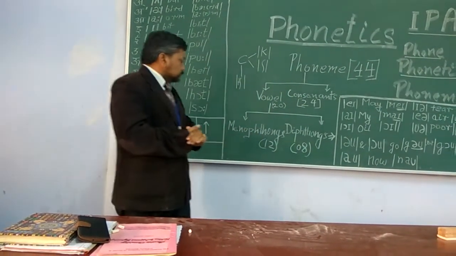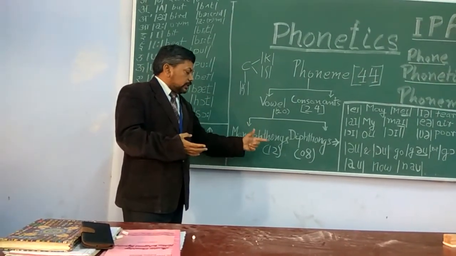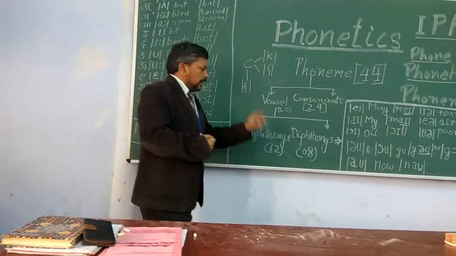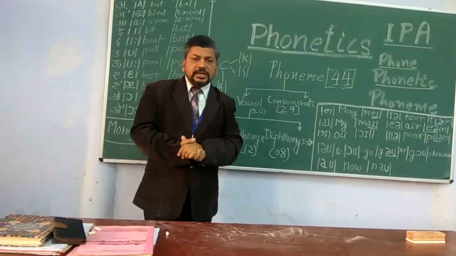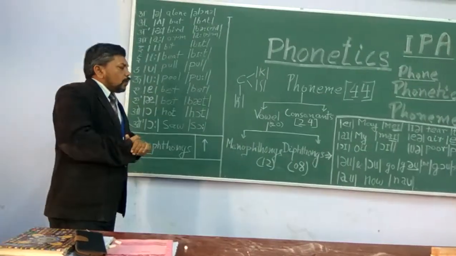Later on, these vowels are subdivided into monophthongs, 12 in number, and diphthongs, 8 in number. And that constitutes the vowels.